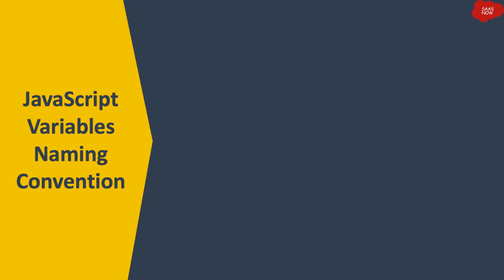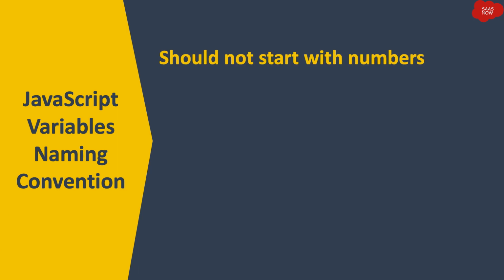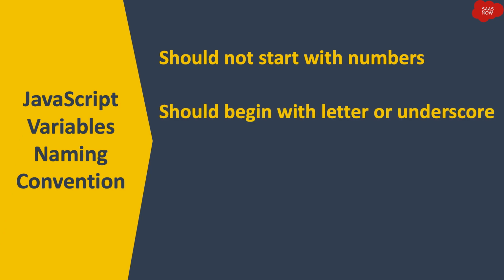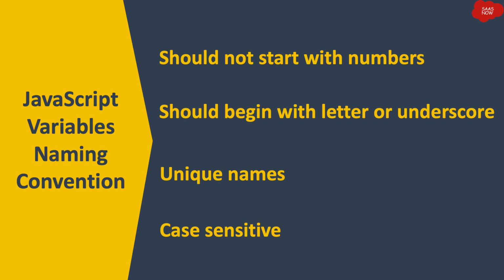JavaScript variables naming convention. It is very important for a developer to know what the naming convention should be while creating variables in JavaScript programming. One of the important rules is variables should not start with numbers. Variables should begin with a letter or underscore. And if you write a program, then you need to use unique names for variables. Variables are also case sensitive.